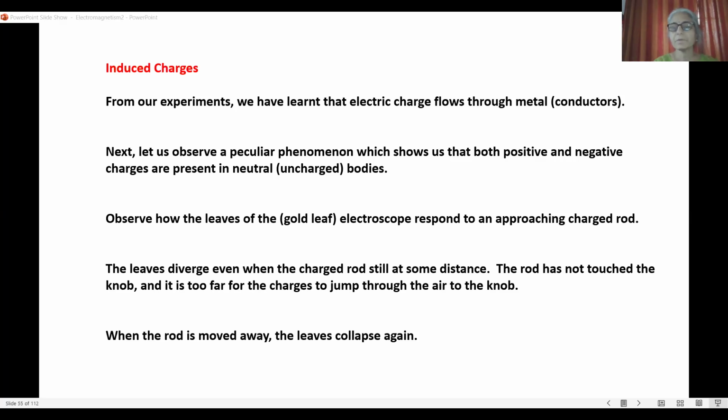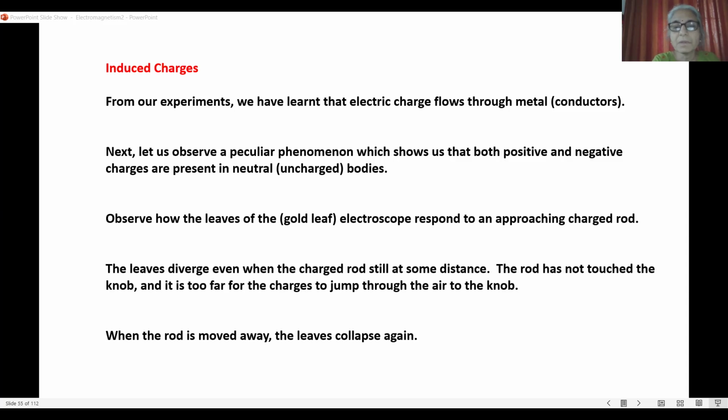In the previous video, we saw a goldleaf electroscope. We first saw that you can move charge from a charged ebonite rod or a glass rod to any metal object by touching it. So charge can be transferred. In a goldleaf electroscope, charge was transferred to the knob of the electroscope. Then the charge moved down the stem, reached the leaves, and because of mutual repulsion, the leaves move apart, they diverge.